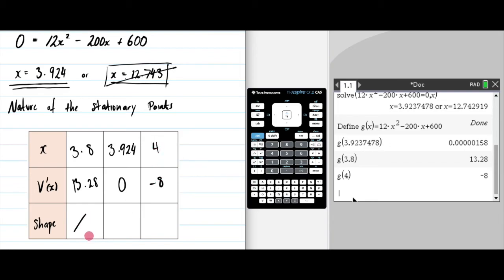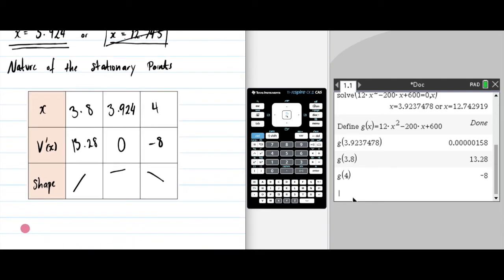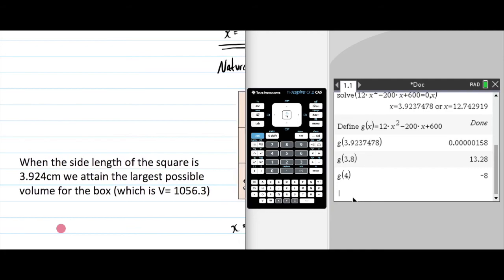So this one's going to be positive, then it's going to be flat, then it's going to be negative. So therefore, this right here is going to be a local maximum. So I could say x equals 3.924 is a local max. So after doing that, what we can say is that when the side length of my square is 3.924, I'm going to get the largest possible volume. So we could put that in a nice little statement here, as I've already done. So as you can see, when the side length of the square is 3.924, we attain the largest possible volume for the box.